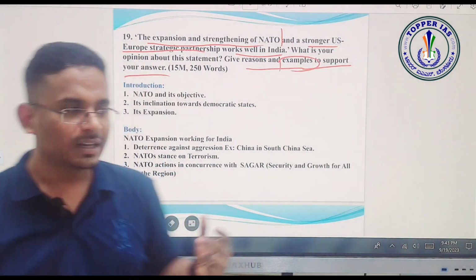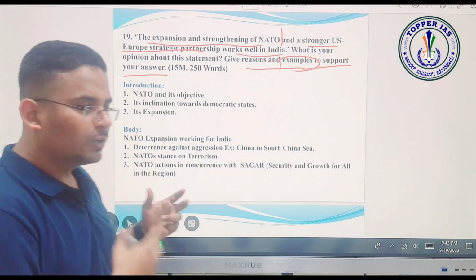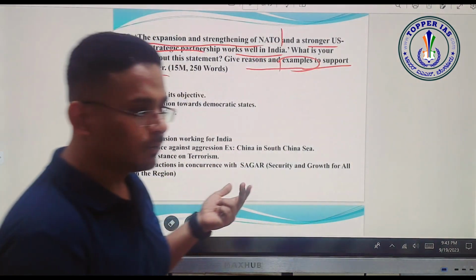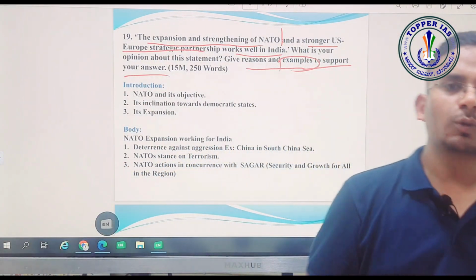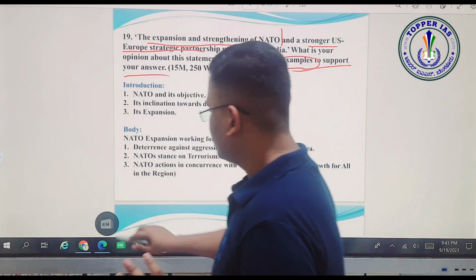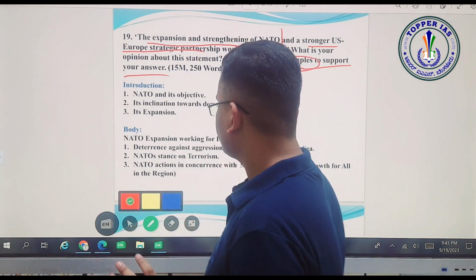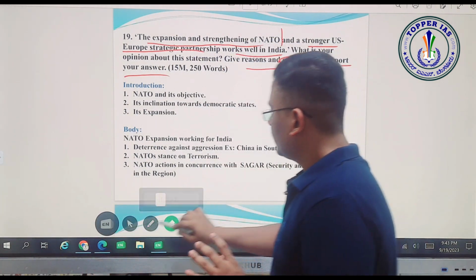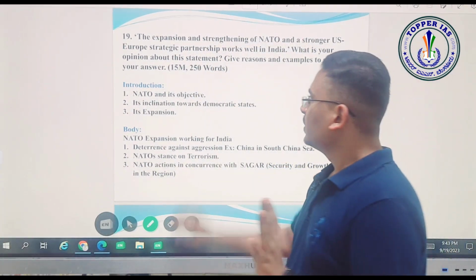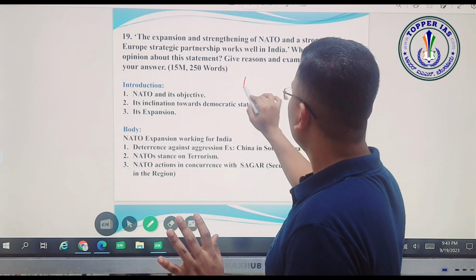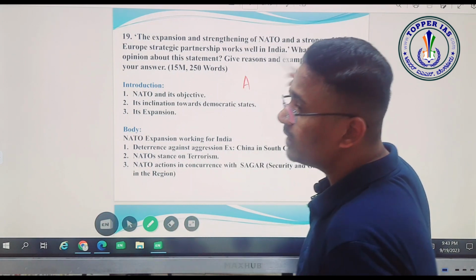Okay, what they are telling: the stronger NATO and its expansion, first thing. Second one, the US-EU, US-Europe partnership. How are they going to work for India? First, talking about NATO. See, what is NATO actually? NATO is basically a security alliance. It's not a political one, but a security alliance signed between America and the northern Atlantic regions.